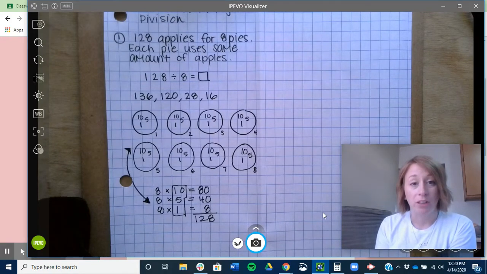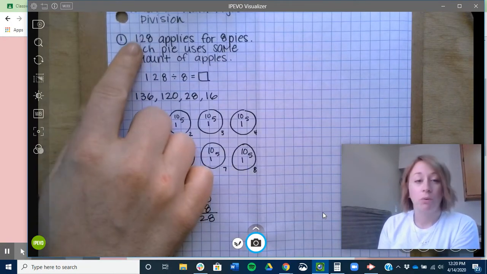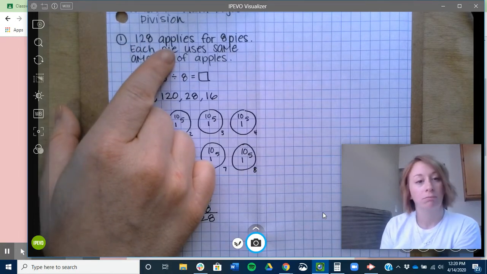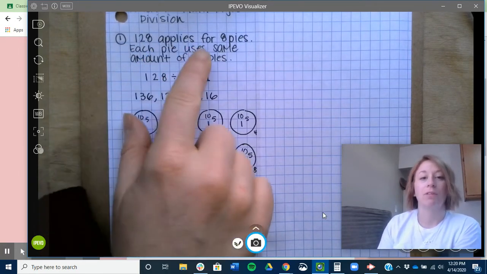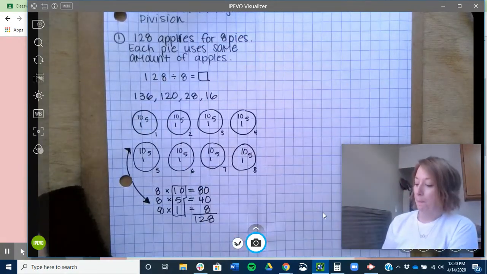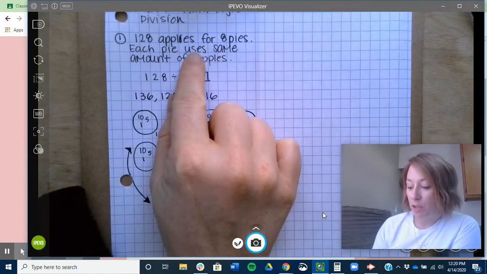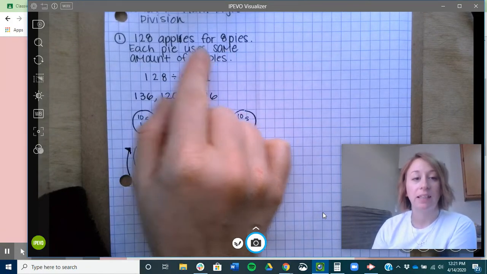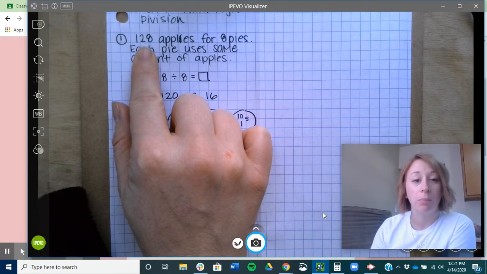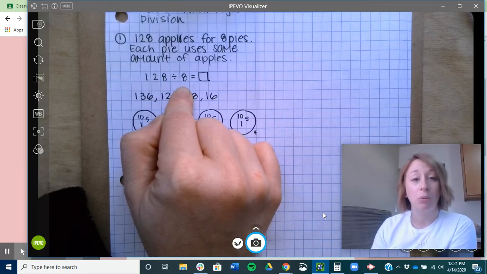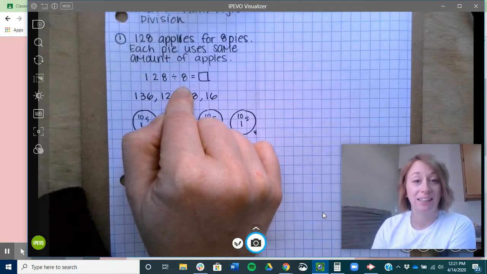Every time we read questions, including if they're just story problems, it's really important to make annotations. So the first annotation that I made is that we had 128 apples for 8 pies. Each pie uses the same amount of apples. So what that means is that we need to take 128 apples and split them up into 8 equal groups. These 8 equal groups represent the 8 pies.